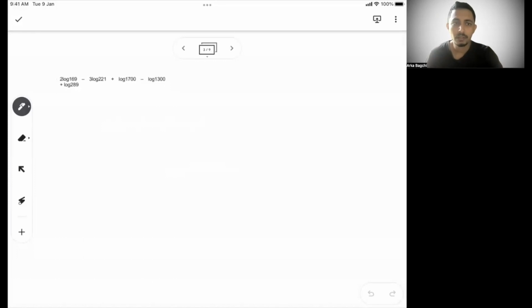So if you see 2 log 169 minus 3 log 221, this is another way of simplifying the problem. They are asking you to simplify what is given. So 2 log 169, I can write it as 13 squared. I'm just trying to simplify. Minus 3 log 221.